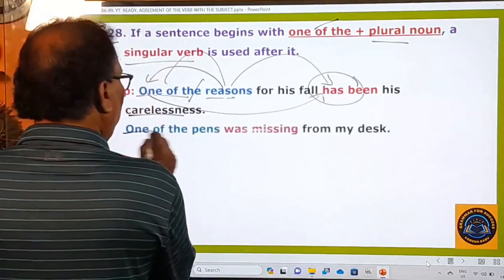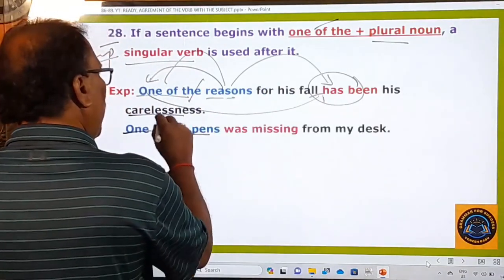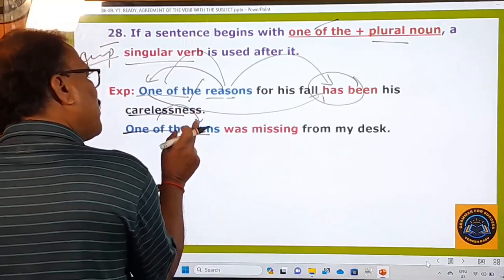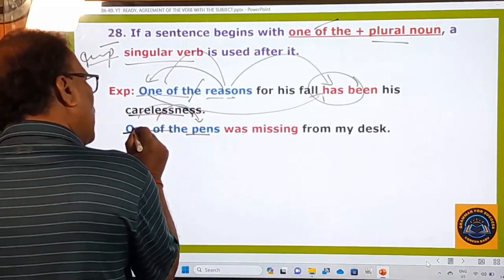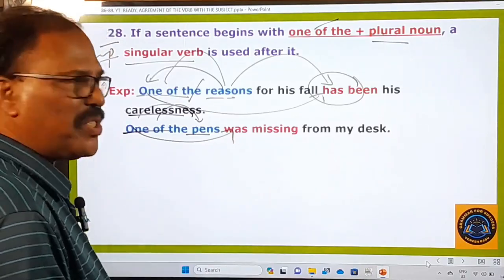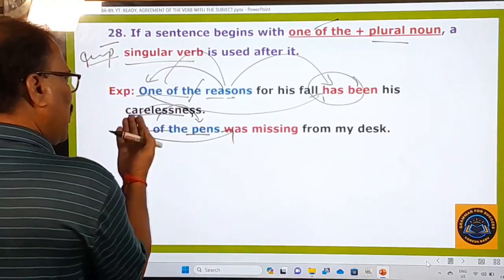And one of the pens: one of the is used with a plural noun. There are so many pens, but you are taking only one, and one is singular. Therefore, you have to use a singular verb. That's the logical explanation. There are so many pens, but you are taking only one.